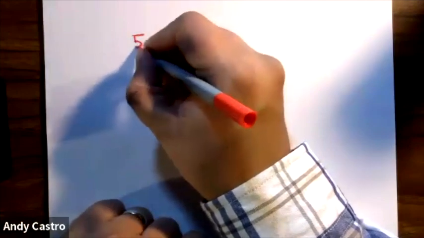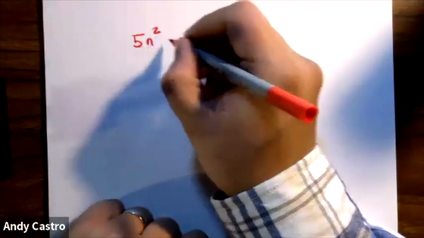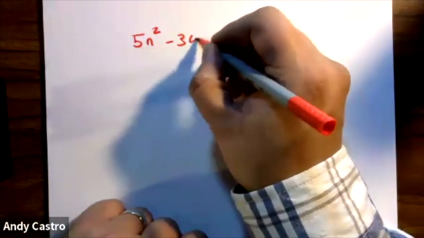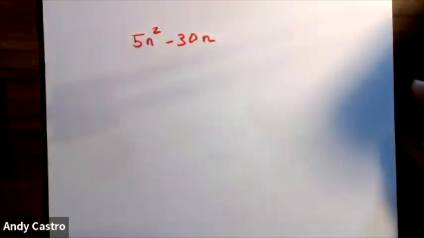Factoring. Okay, so we talked about factoring numbers and talked about factoring from terms. And so to do a quick review, let's look at 5n squared minus 30n. What can we factor out of this?